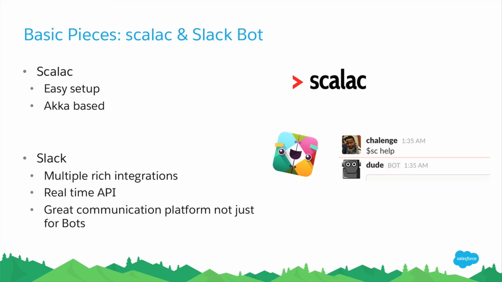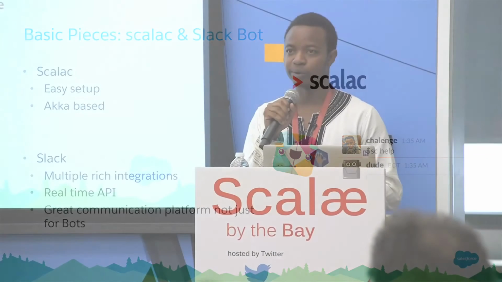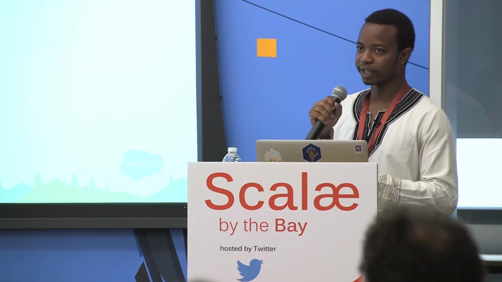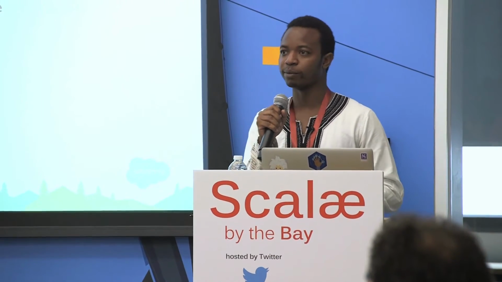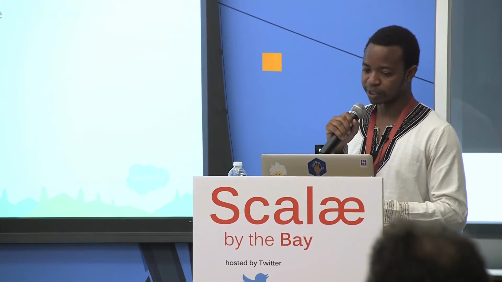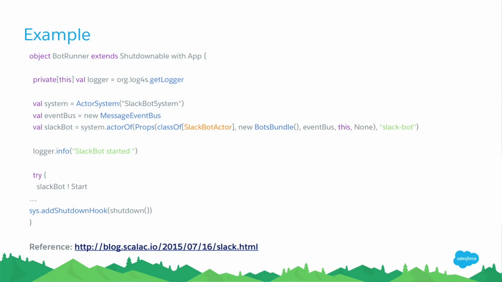Other than it being great for building bots, it's also a great communication channel for the team as a whole. So you can leverage bots inside them, but also be able to use it for your normal day-to-day processes. So using Scala C, the Scala C module is very simple. The first thing you need, you define your main module, which is a bot runner, which will initiate the app.